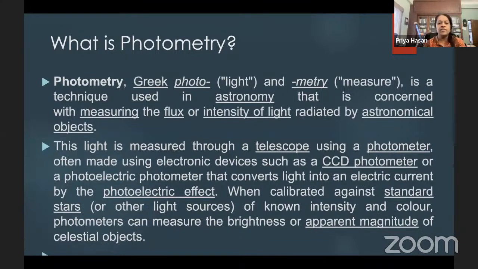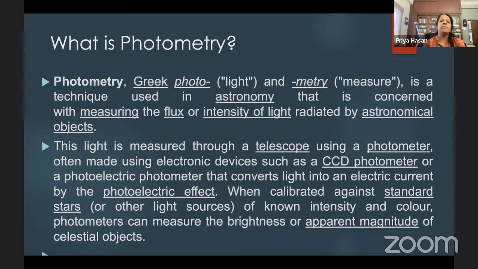So first of all, let's start off with what is photometry. Photometry: Greek photo means light and metry means to measure. So essentially it's nothing but measuring the light of astronomical objects. Now there are other things one can do with astronomical observations. It's not just photometry. The more powerful method is spectroscopy, where you actually analyze the light with respect to the different wavelengths you're getting.